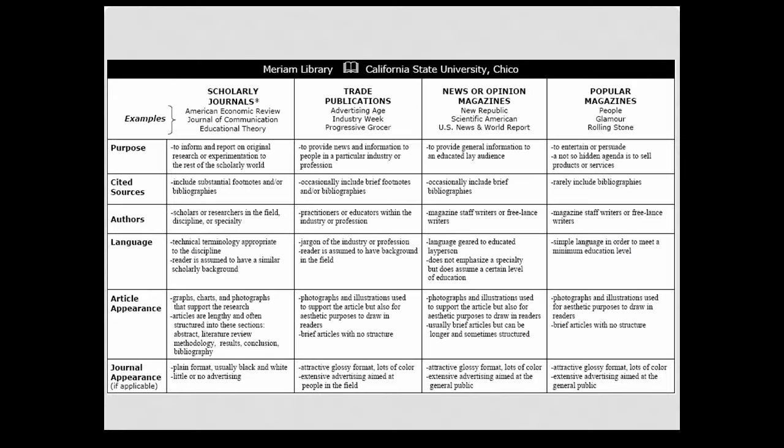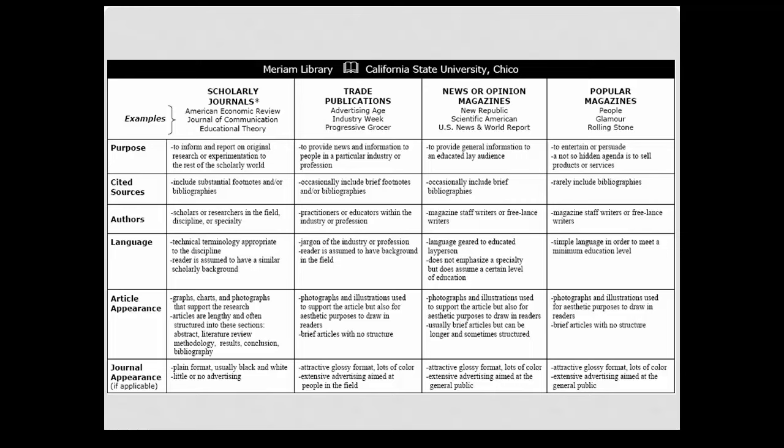The first strategy is to consult this chart, which appears on the back of the handout. The chart presents the characteristics of articles that appear in scholarly journals in comparison to articles that appear in three other types of journal: trade publications, which offer industry-specific news or opinion magazines, such as Time, Newsweek, or U.S. News & World Report, and popular magazines, such as People, Glamour, or Rolling Stone.